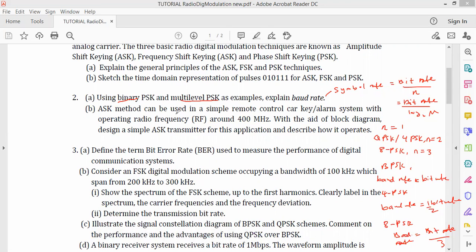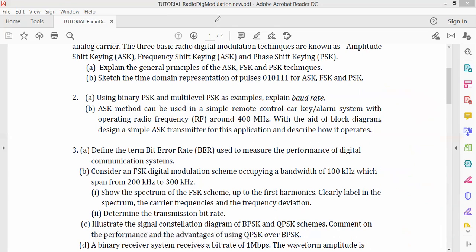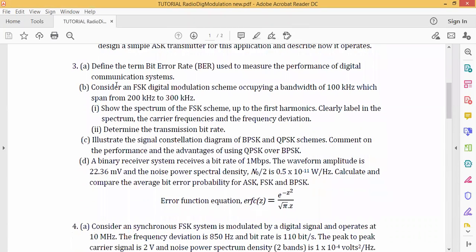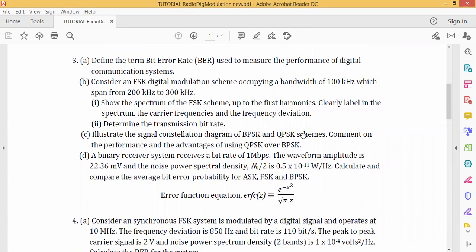So okay, this one is already mentioned last week. Okay, bit error rate also. Okay, illustrate the signal constellation diagram of QPSK and BPSK. Comment on the performance and advantages of using QPSK over BPSK. Okay, so this one is also in the slide.